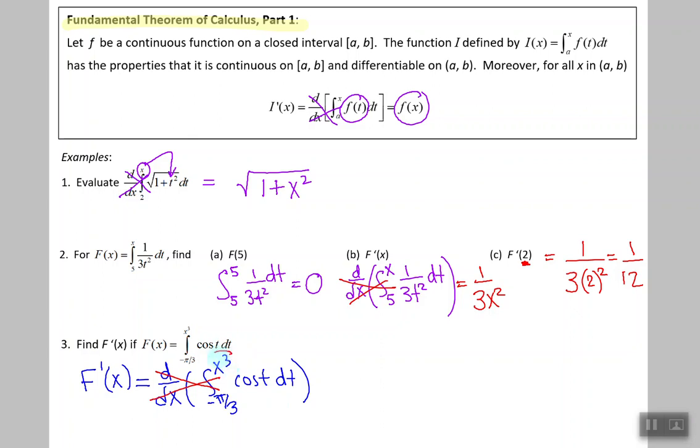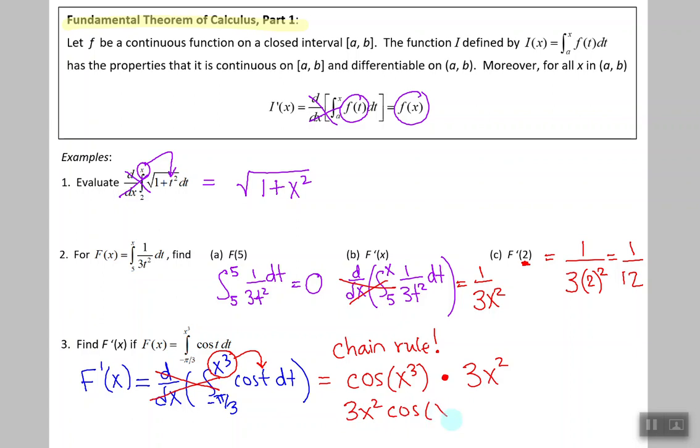But notice that this time, what we have to plug in is not just x. It will be x cubed inside this function, or rather creating a composite function. And when we take the derivative of a composite function, we must use the chain rule. Remember what that looks like. We have the inside function as it is, x cubed, and we must multiply by the derivative of that inside function, 3x squared. Now this is a fine final answer, but it can be cleaned up just a bit by putting 3x squared in front of cosine x cubed.